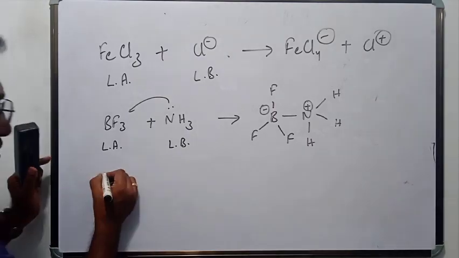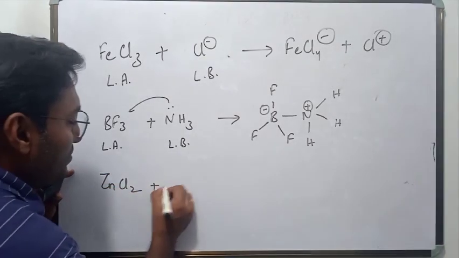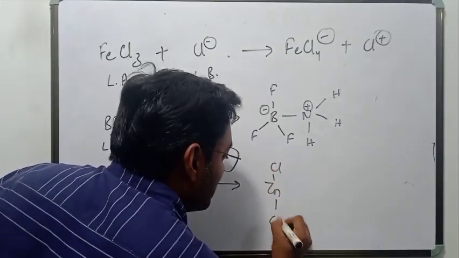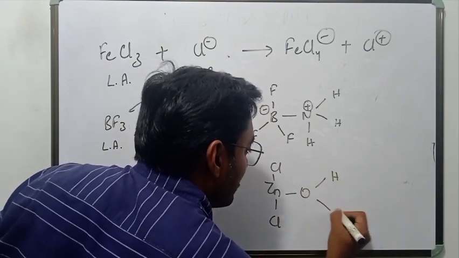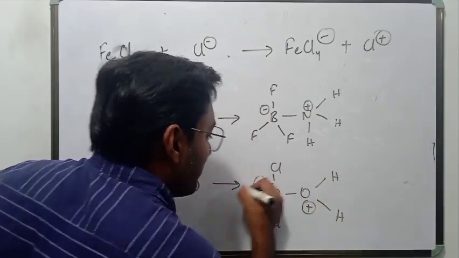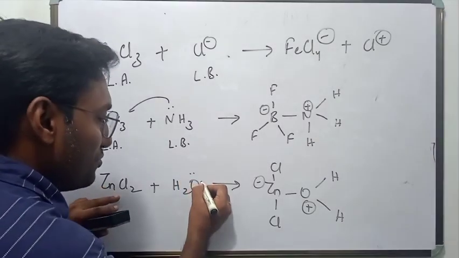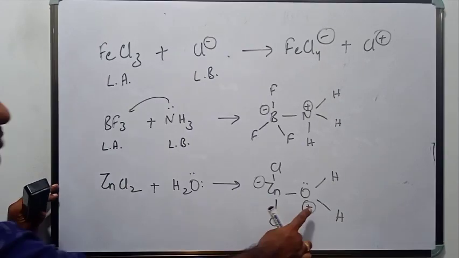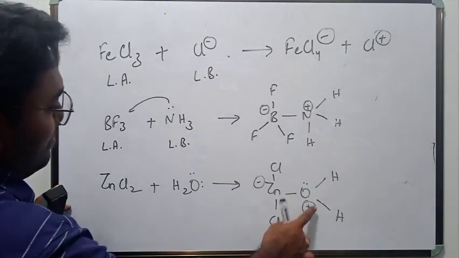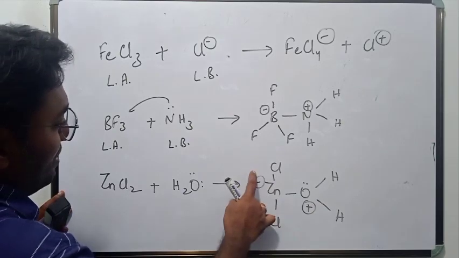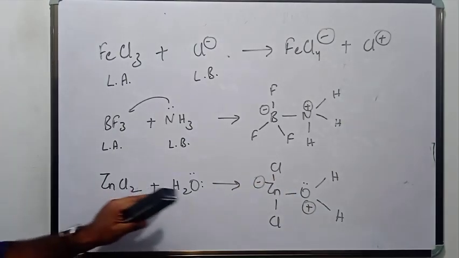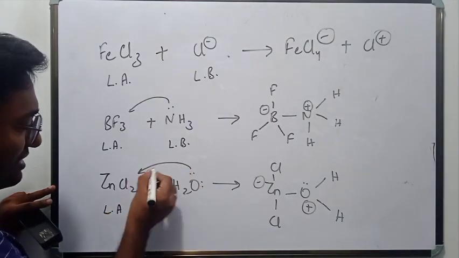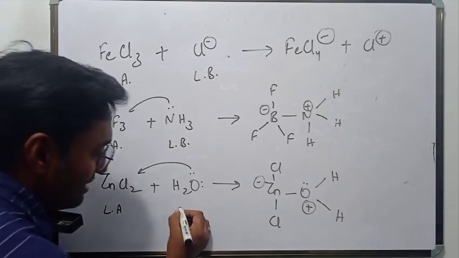Similarly, look at this example, zinc chloride plus H2O. Zinc, Cl, Cl, O, H, H, positive, negative. Oxygen has two lone pairs. I forgot to write that in the first place. It still has one lone pair of electrons, but one lone pair has been taken by zinc. Therefore, oxygen becomes positive, and zinc, because it has accepted a lone pair of electrons, becomes negative. So which is the Lewis acid here? This one, because it has accepted a pair of electrons from the oxygen. And which is the Lewis base? Yes, no doubt, that one.